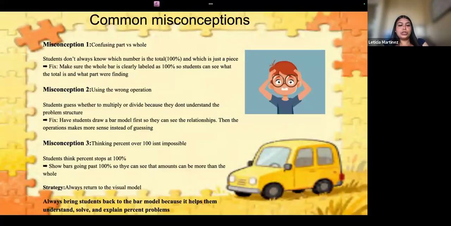The last misconception is thinking percent over 100 is impossible. Students think that percent stops at 100 when in reality it could go higher. So we need to show the part going past 100 so they can see the amounts can be more than a whole. And then a strategy is to always return to the visual model, even if you already did your whole problem, just to piece in everything and make sure that you did it right. Always allow students to go back to the bar model because it helps them understand, solve, and explain percent problems.